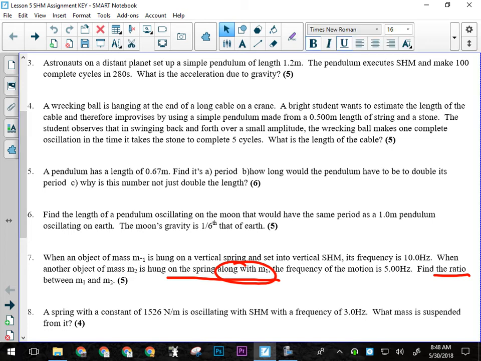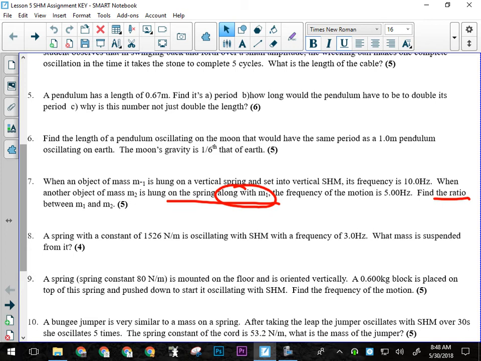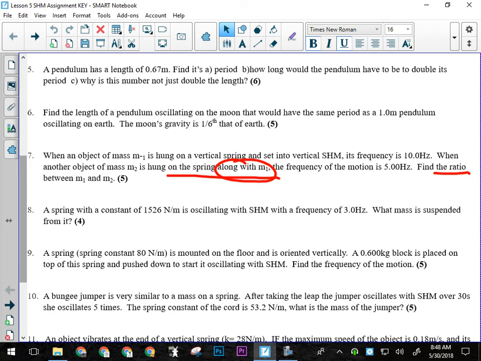Okay, number 6, also still a pendulum question. Okay, oscillating on the moon this time. The moon's gravity is 1/6 of Earth. Okay, this is not a measured value. Thus, it does not affect your significant figures. All right, so the 1/6 does not affect your significant figures. Okay, keep that in mind when you're calculating the acceleration due to gravity there. All right, number 7, we have our first spring question, mass on the spring.